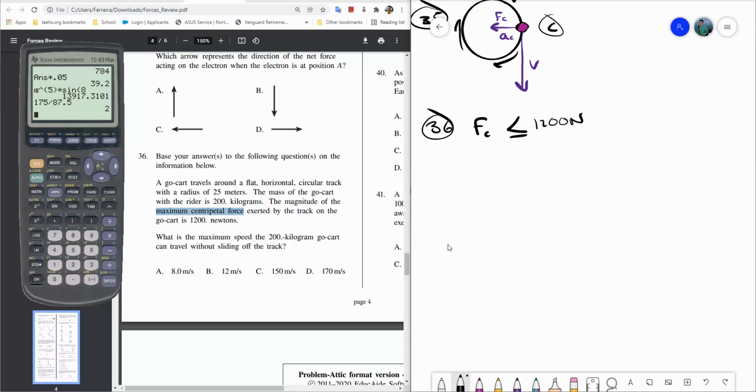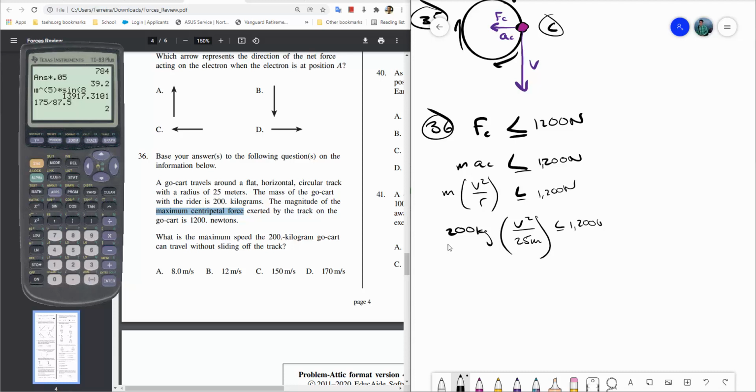So you know the centripetal force is equal to mass times the acceleration, and that can't be more than 1,200 newtons. And we know that the centripetal acceleration is equal to velocity squared over the radius. If we substitute our values, we have a 200 kilogram cart as the mass, a velocity, which we're looking for, and the radius is 25 meters. That can't be greater than 1,200 newtons.